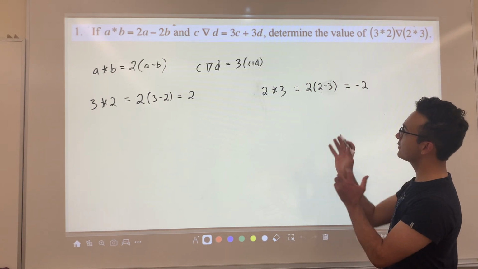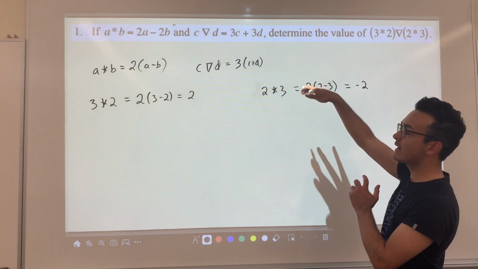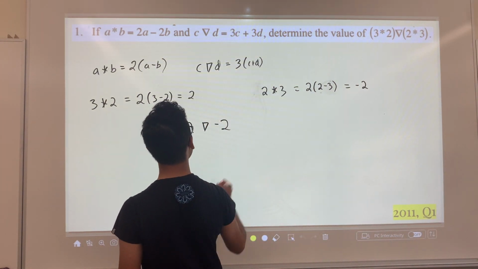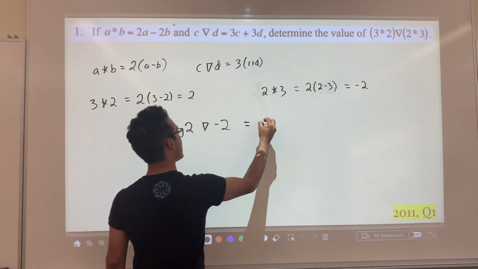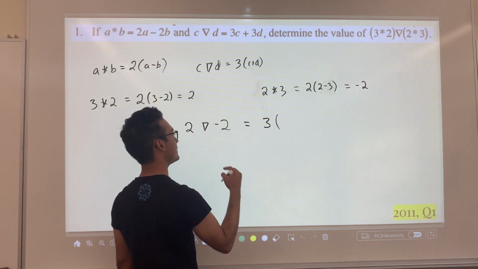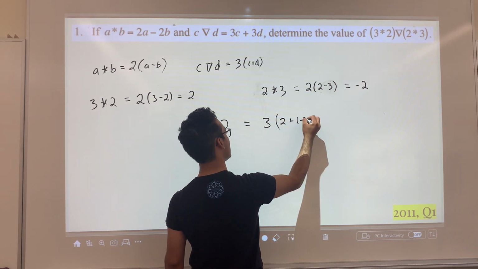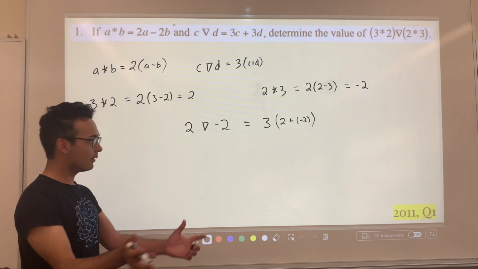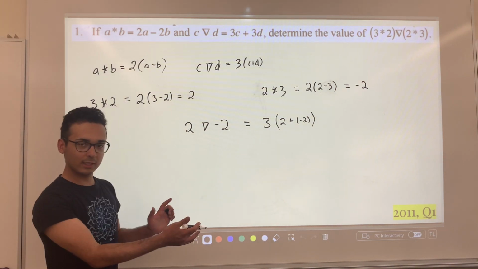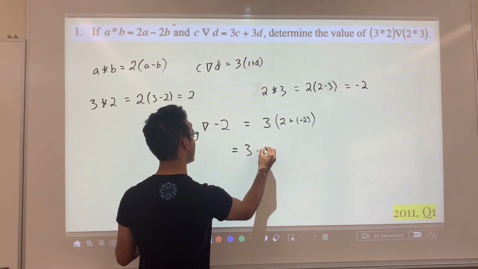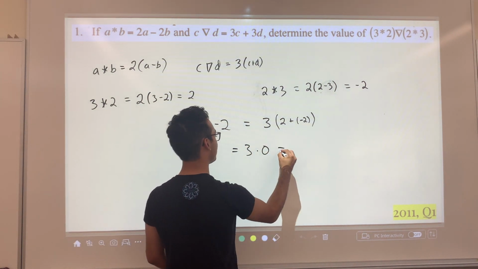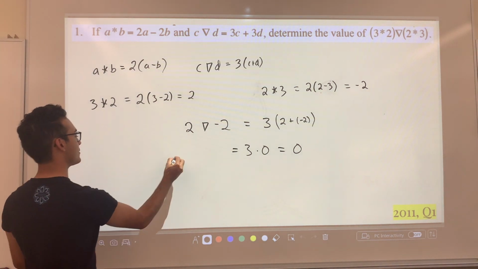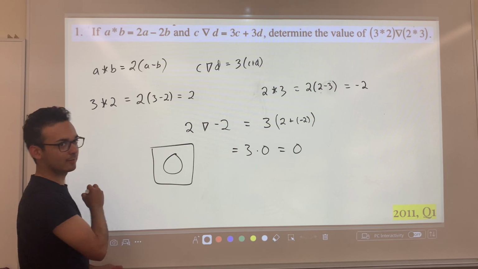Now we combine those together and we apply the triangle operator to them. So we have 2 triangle -2 is equal to, and we have it up here, 3 times c plus d, which in this case would be 2 plus -2. Notice this, 2 plus -2, those just cancel out to 0. So really, our final expression is 3 times 0, which is just 0. So all of this work that we did all results in a 0. So that is our final answer.